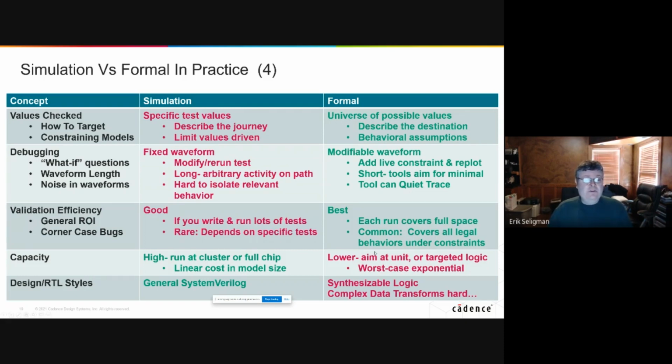And then similarly, in terms of design styles, simulation can handle, well, fully general SystemVerilog for the most part, while formal verification has some limitations. It can only handle synthesizable logic, and there are certain families of designs, in particular complex data transformations, that can be really hard to test with formal verification in a lot of cases.